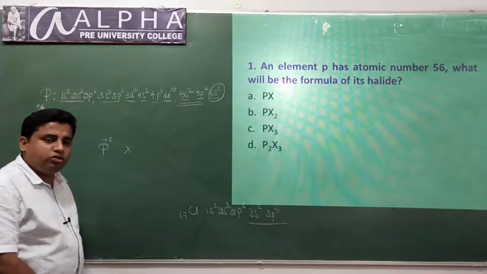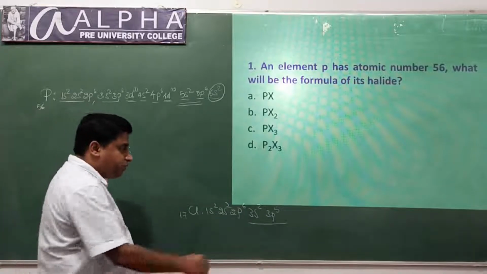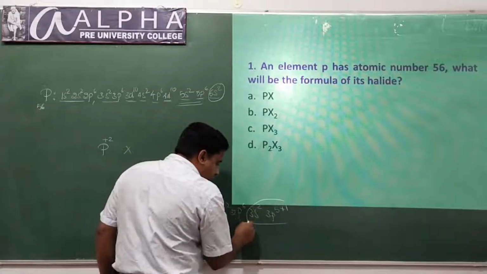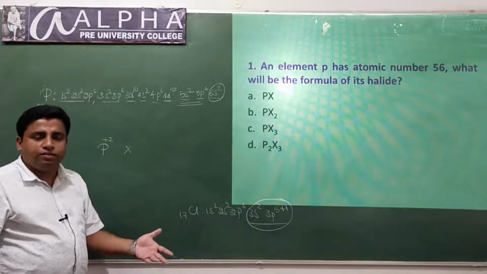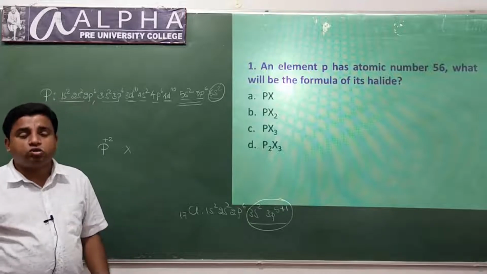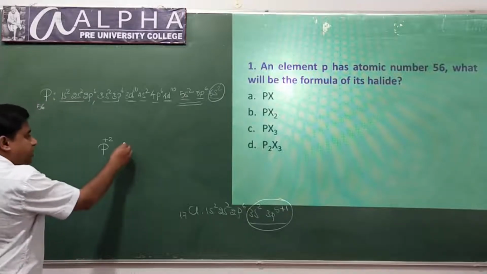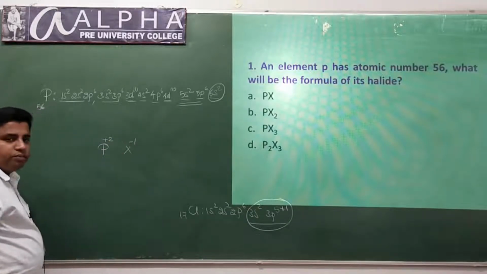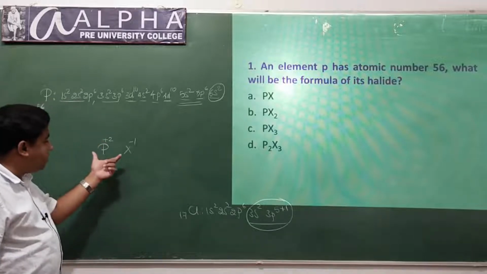It is 3s2, 3p5. Now, if chlorine accepts one electron, it will attain the nearest noble gas configuration, isn't it? Like that, any halogen, if it accepts one electron, will attain the nearest noble gas configuration. So what will be the valency of halogens? It's going to be -1. Now you have to derive the formula of the halide formed between the element P and X.